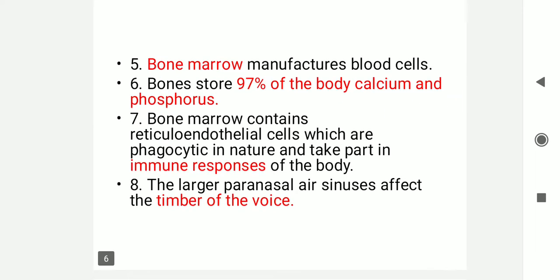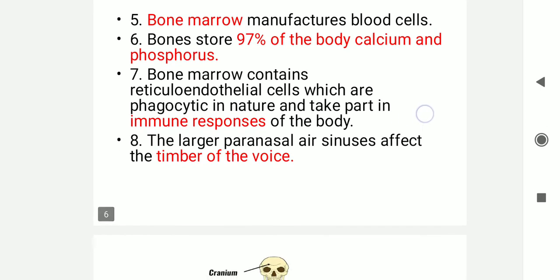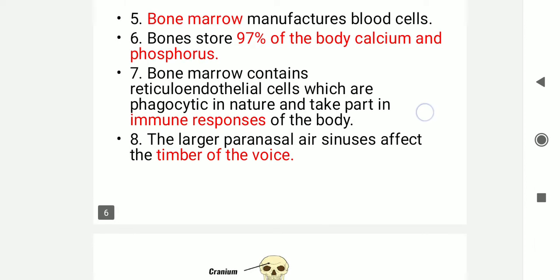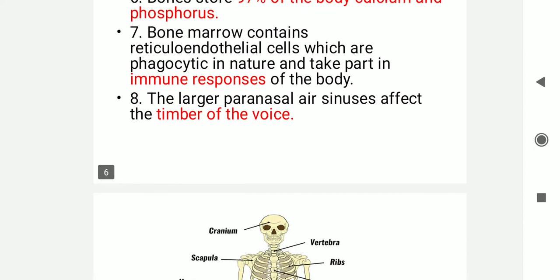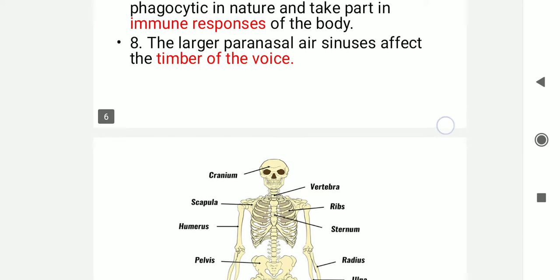Then bone marrow manufactures blood cells. As you know, at the time of birth, bone is filled by red bone marrow, which forms the blood cells. Later it is filled by yellow bone marrow. It stores 97% of the body's calcium and phosphorus. Bone marrow contains reticuloendothelial cells. The reticuloendothelial system you will learn in detail in the physiology subject. But here you have to remember, bone marrow contains reticuloendothelial cells, which are phagocytic in nature and take part in the immune responses of the body.